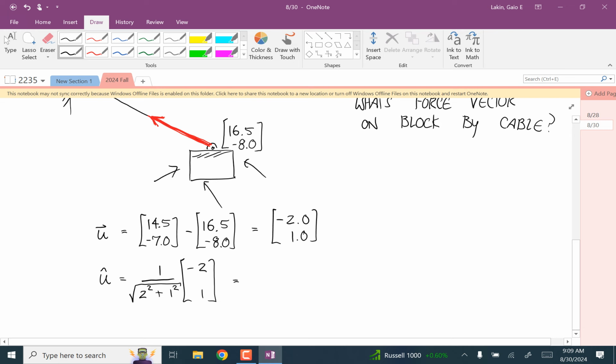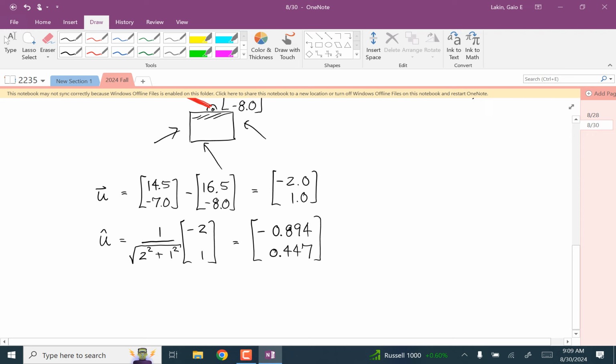So this is negative 0.894, positive 0.447. And so then the force vector that's applied to the block by this cable is equal to this times our variable magnitude. So you get negative 0.894 T, 0.447 T. You just put the T out front.